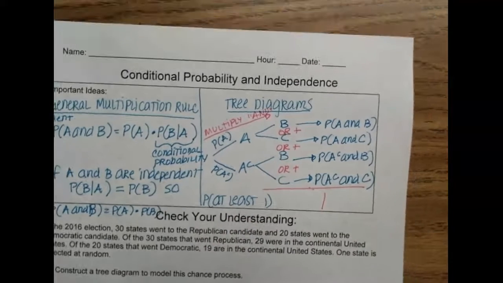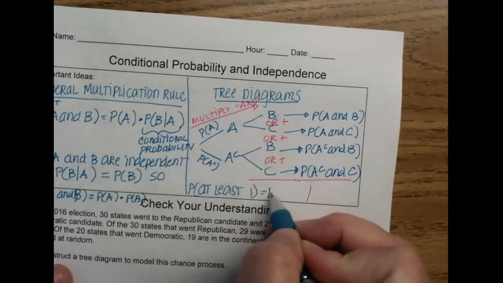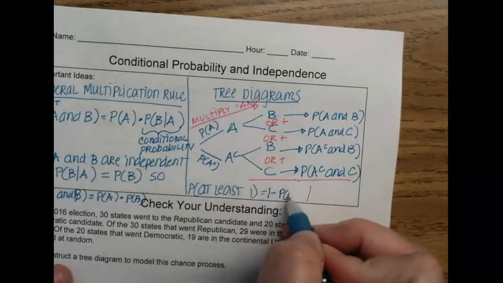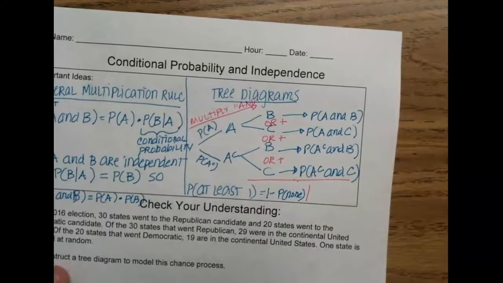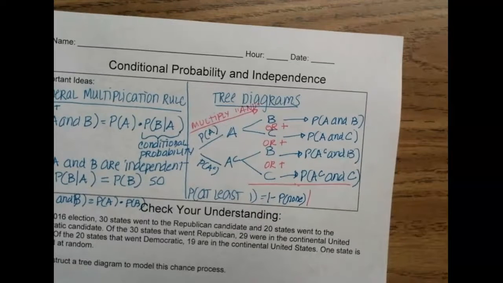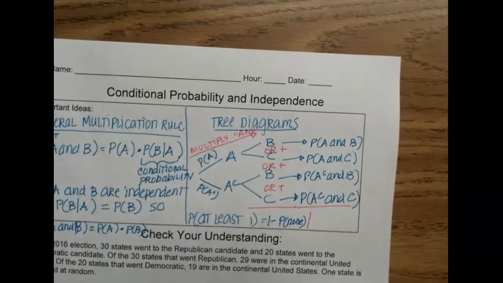So the probability of at least 1 equals 1 minus the probability of none. Let me show you what I mean by that. If we were going to throw a baseball at a stack of cans 5 times, how many ways could my results end up? How many times could I end up hitting that stack of cans?